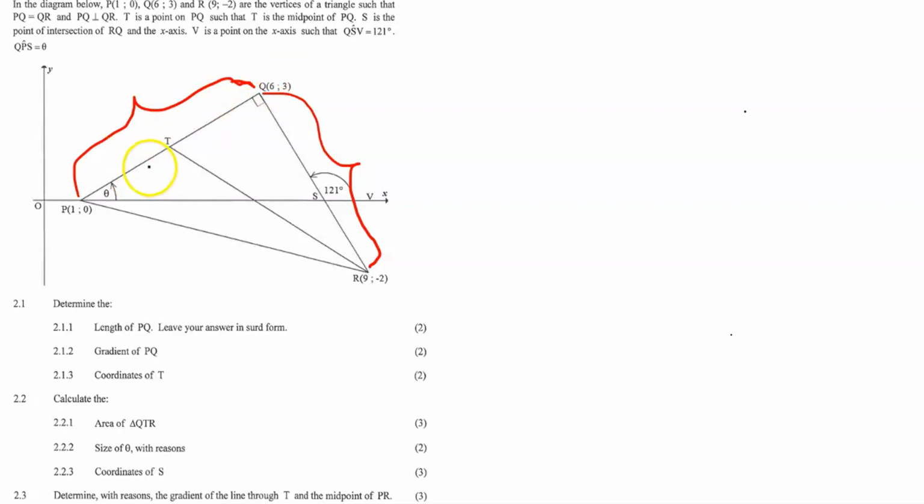T is a point on PQ such that T is the midpoint of PQ. So they tell us that T is the midpoint of PQ, meaning PT is equal to TQ. And then S is the point of intersection of RQ and the x-axis. As we can see, this is where it cuts the x-axis. V is a point on the x-axis such that angle QSV is equal to 121 degrees, as we can see, and they say angle QPS is equal to theta. So the first one says determine the length of PQ and leave your answer in surd form.